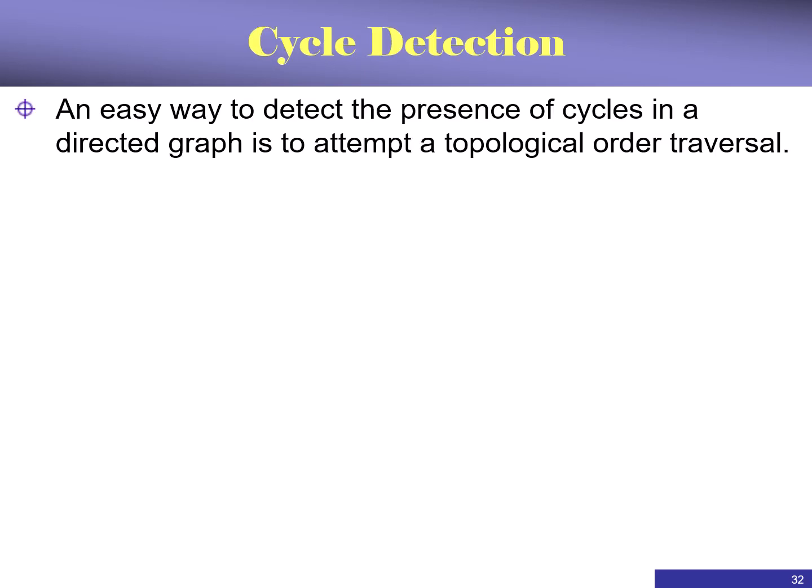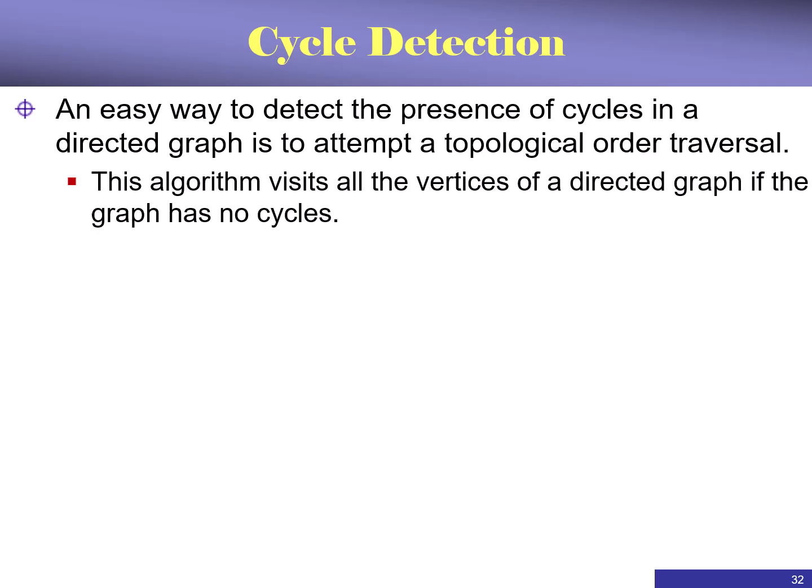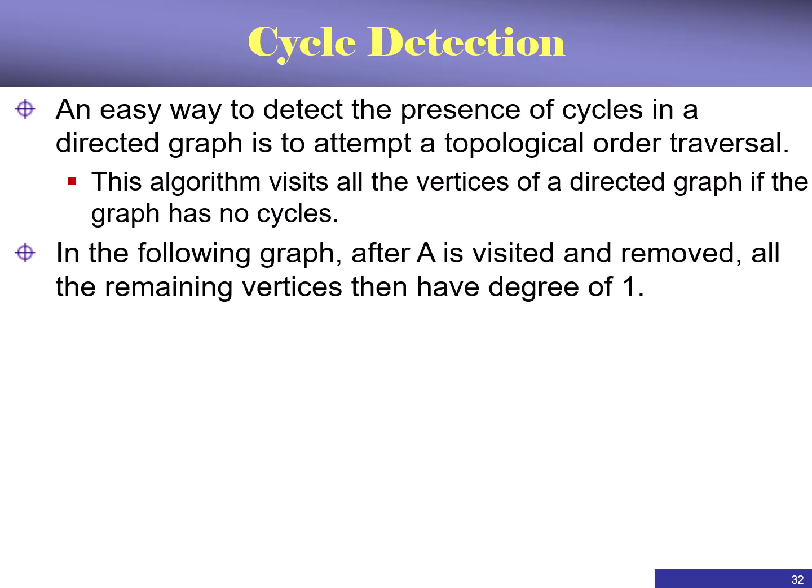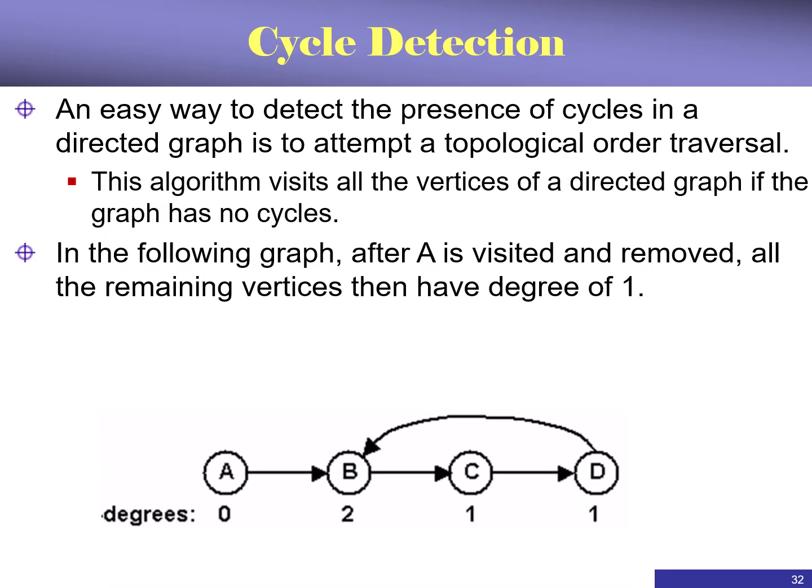Now let's see the cycle detection. An easy way to detect the presence of a cycle in a directed graph is to attempt a topological order traversal. The algorithm visits all the vertices of the digraph if the graph has no cycles. If there are no cycles, all the vertices in the digraph are visited. So, for example, let's look at the graph.